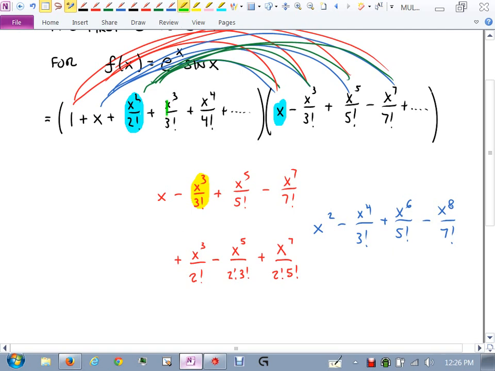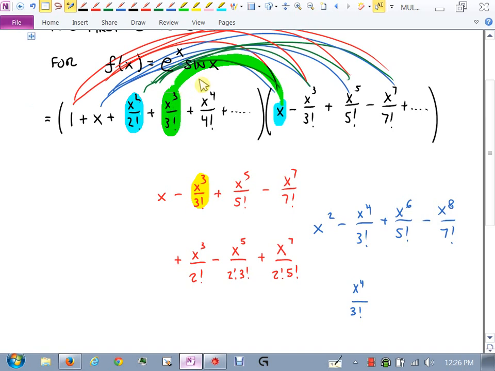The next one would be here, which would be, let's see, here to here, x to the 4th over 3 factorial. So that'll be over here, x to the 4th over 3 factorial, 3 factorial. So that's this right here times this. Now x to the 6th, negative x to the 6th, and what is it? 3 factorial times 3 factorial.